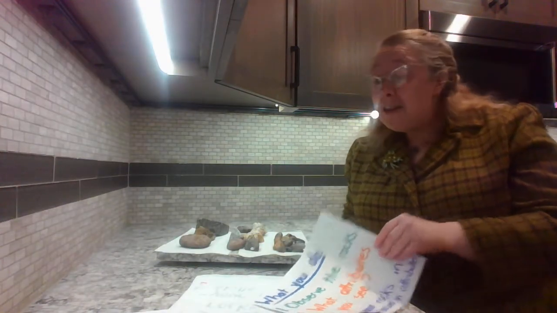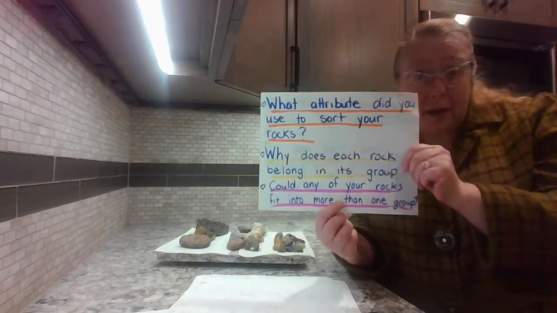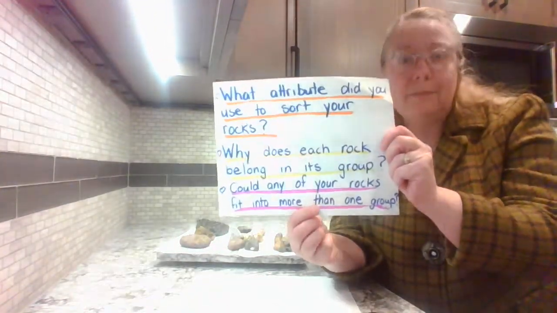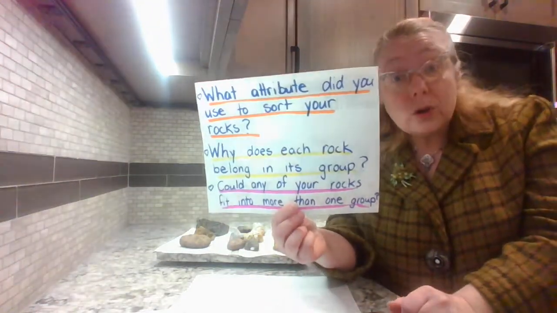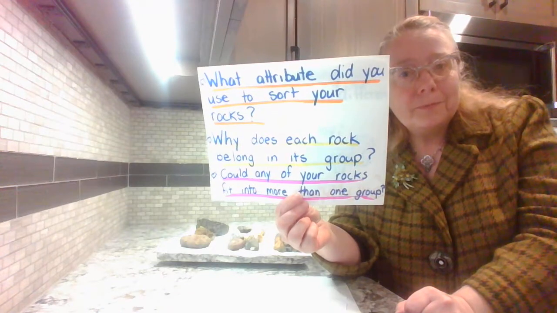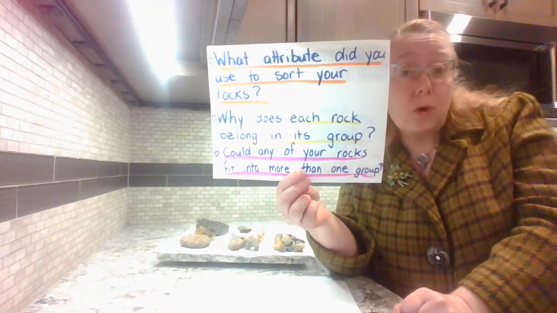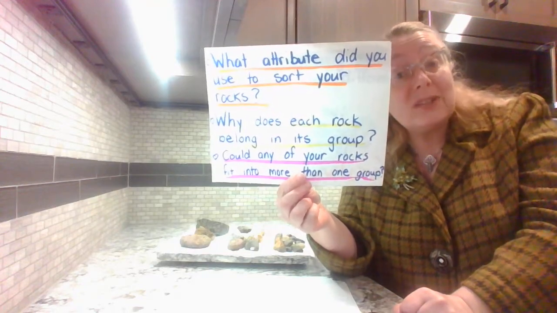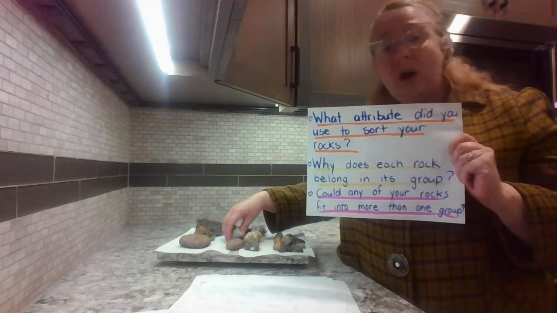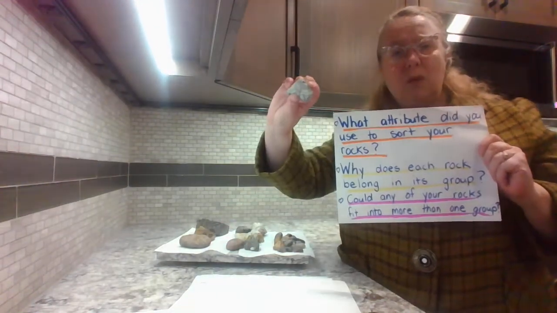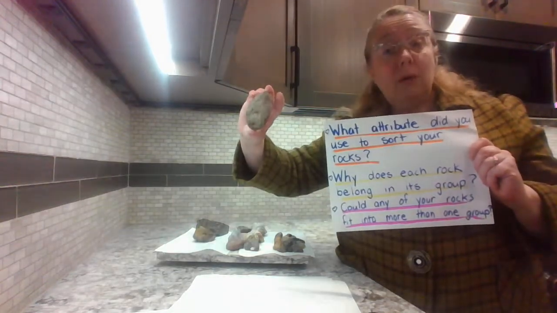Okay, now that you have your rocks sorted by attribute, I want you to think about these questions. What attribute did you use to sort your rocks? Think about, why does each rock belong in its group? Like, why do the medium rocks go here? Why is this rock medium and this rock big?